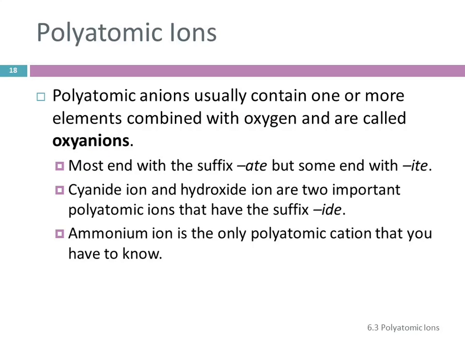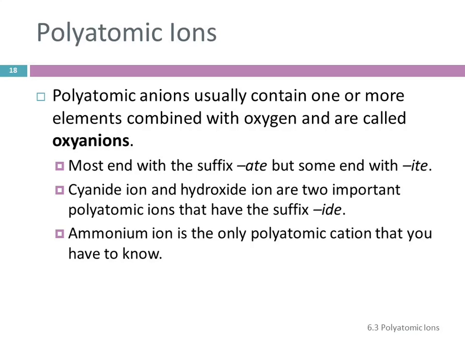There are a few polyatomic ions that are not oxyanions. Most of these oxyanions end with the suffix -ate. The monoatomic anions, like from chlorine and bromine, etc., we changed the ending to -ide, I-D-E. These guys end with A-T-E, or some with I-T-E. Cyanide and hydroxide ion are probably the most important polyatomic ions that also have that suffix -ide. And that can be a little confusing.